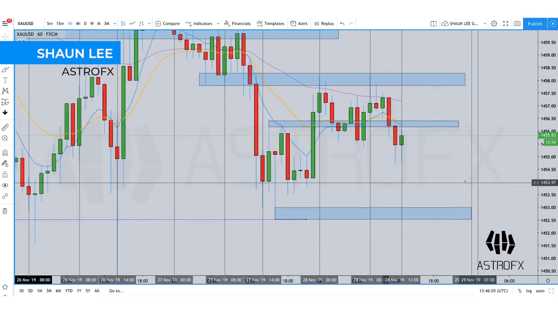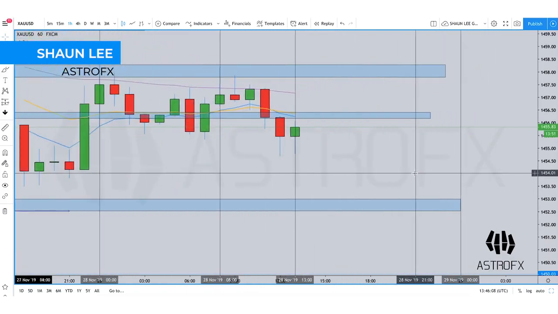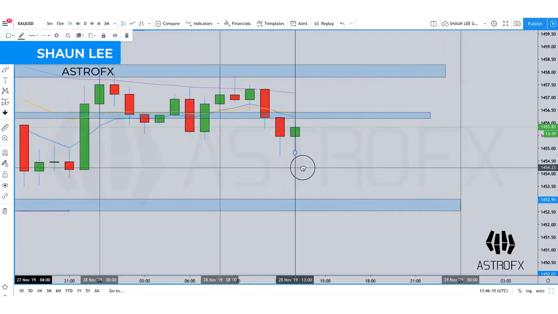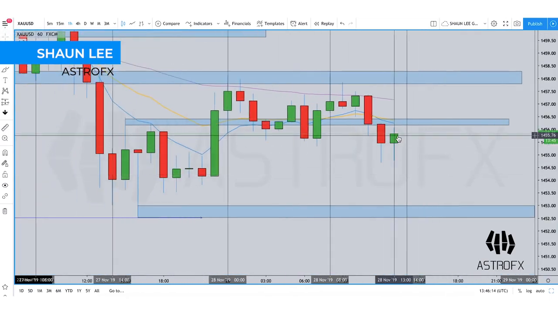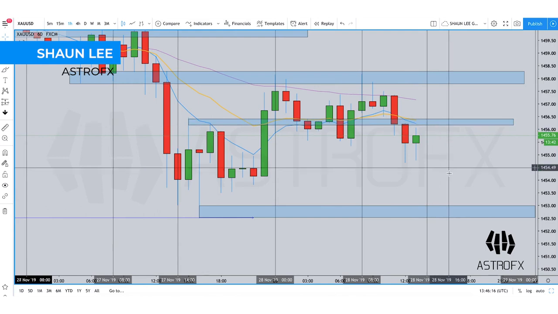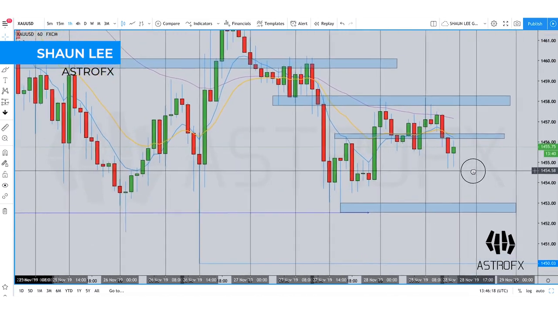Can gold just tap into this? And I don't know why some of my areas keep moving. Please excuse me. Can get a little fiddly. Can gold tap into this area on the overlap? Maybe US brings this down.